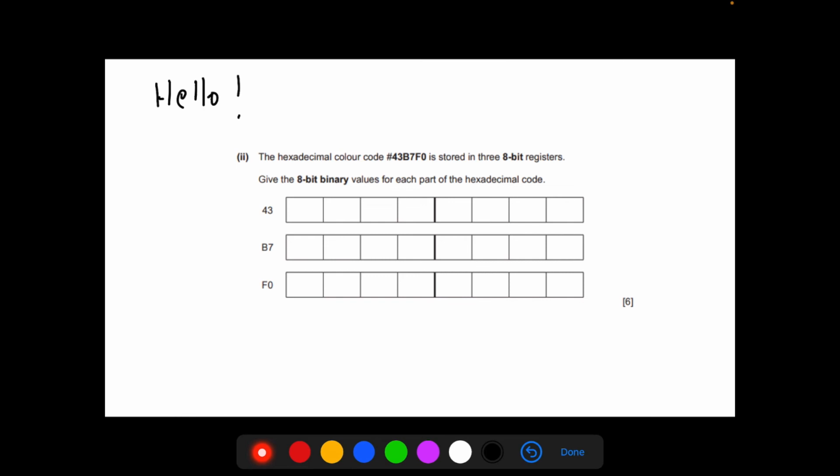Right here we've got a question that says the hexadecimal color code 43B7F0 is stored in 3 8-bit registers. Give the 8-bit binary values for each of the hexadecimal codes. This is a great example of a question in which we need to convert from hex to binary. We've converted between hex and decimal, and now we're just going to do some straight hex to binary conversions, which is more straightforward.